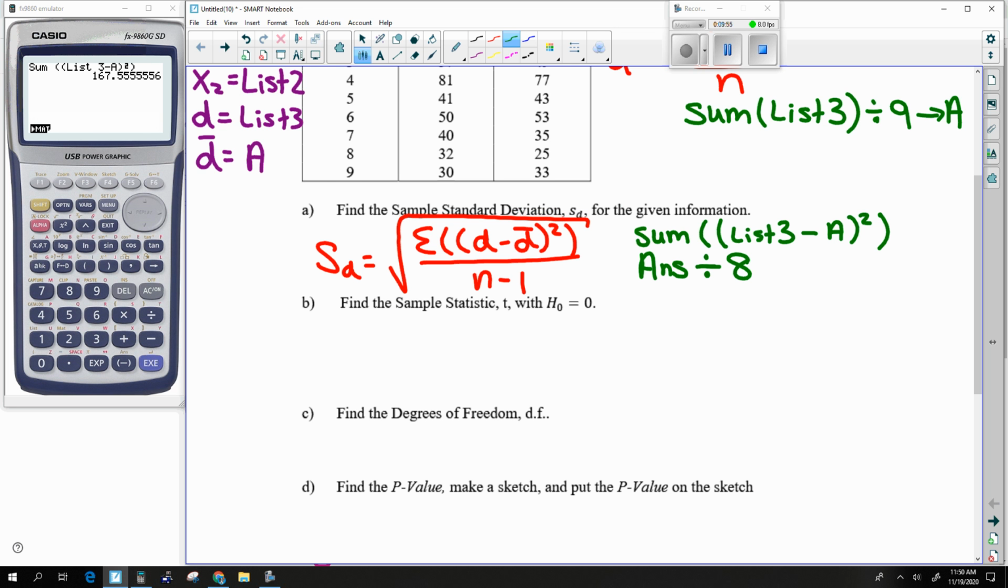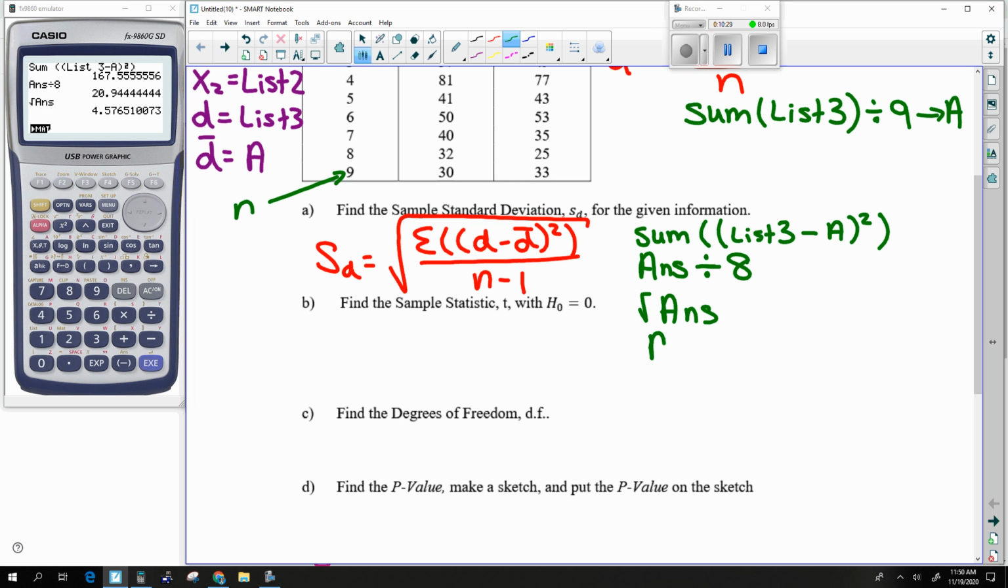In that case, that is 8. Again, n is the total number of numbers in the list, 9. So take that answer and divide by 8. So that is the complete inside fraction. Now the next thing that I obviously need to do is square root that entire thing. So I square root that answer. And ta-da! That should be your sample standard deviation.